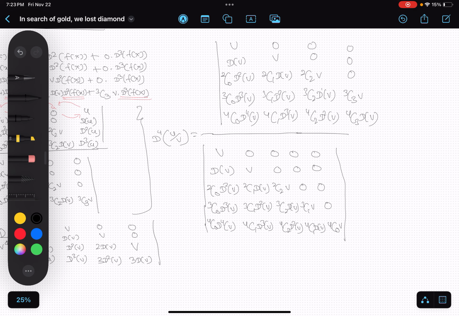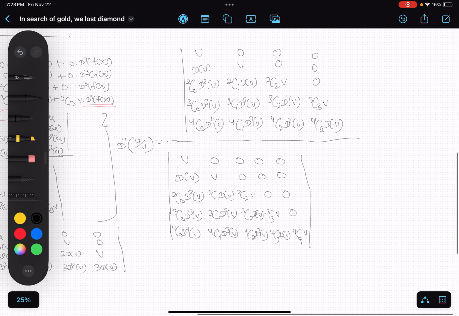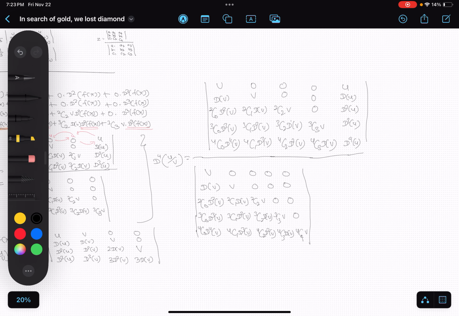Oh guys, why am I... this should be 4c3, this should be 4c4, right? The value is the same but still, to keep the pattern, why am I decreasing this? Even though the value is the same, still 3, 4. Okay, now the last column will be replaced by u, so this will be u, du, d square u, d cube u, d to the power 4 u, right? Whew, and this is it for the fourth power.